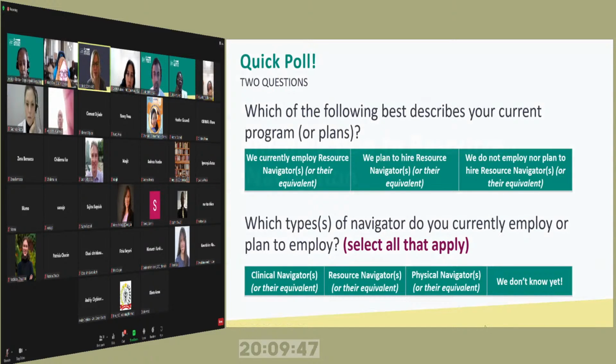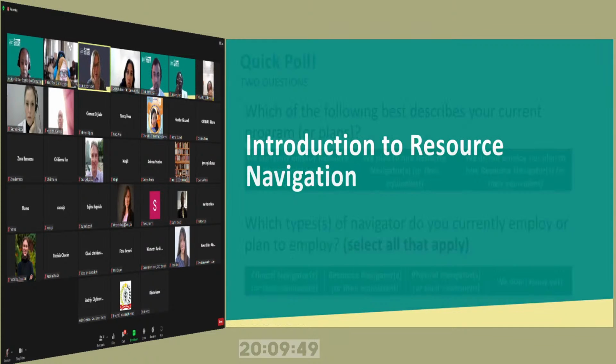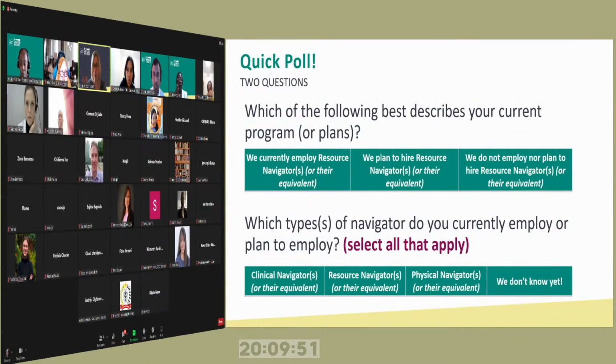So the first question, what's your plan? What is your current plan? What's your current program or what's your plan? And then what types of navigators do you currently employ or plan to employ? Sorry, I messed that up. The poll should be up. Please respond. We'll give you a minute or two to answer this question. And then let's just see what is the makeup of our participants today?